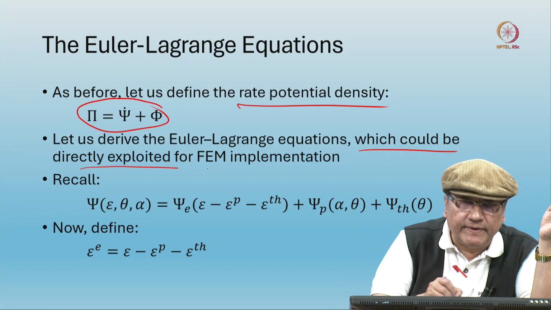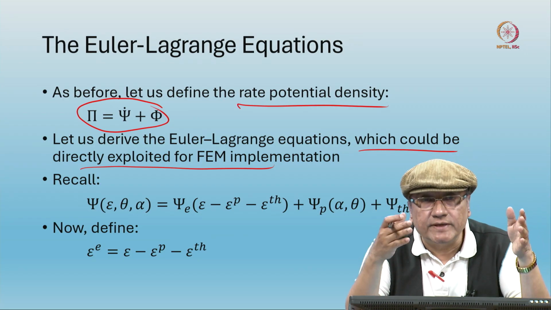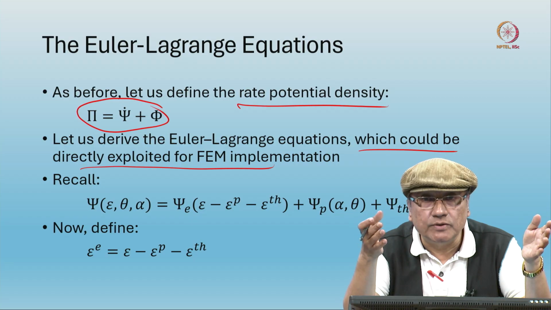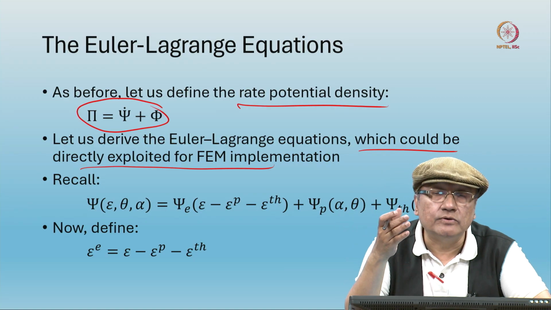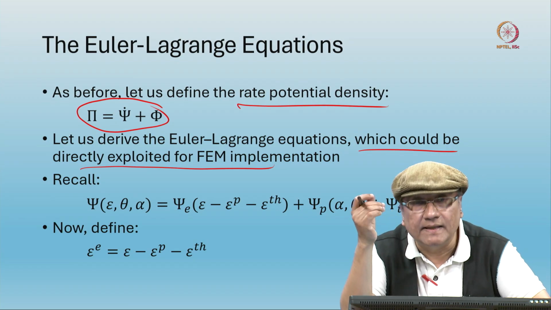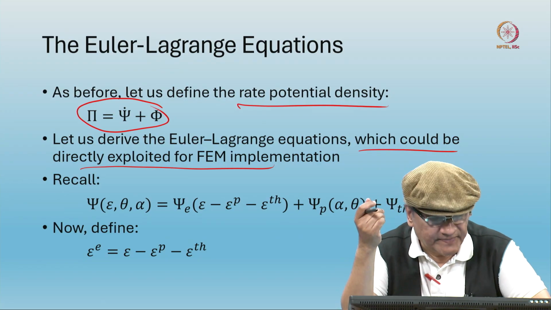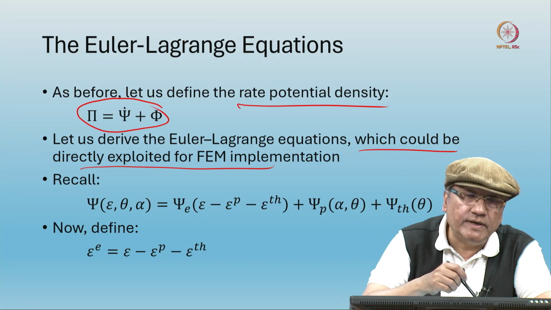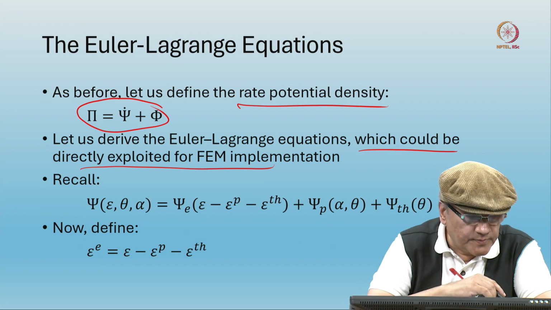Now these Euler-Lagrange equations are the ones which the FEM tries to solve by using the weak form. For example, the linear momentum balance, the local form of it, is an Euler-Lagrange equation from the variation of the strain energy. Similarly, we are going to define the appropriate Euler-Lagrange equations in these plasticity problems.